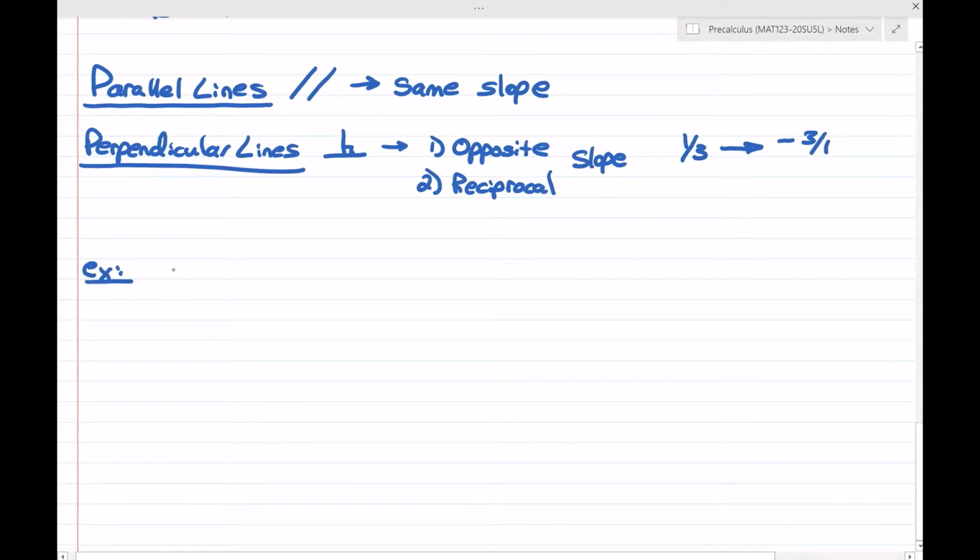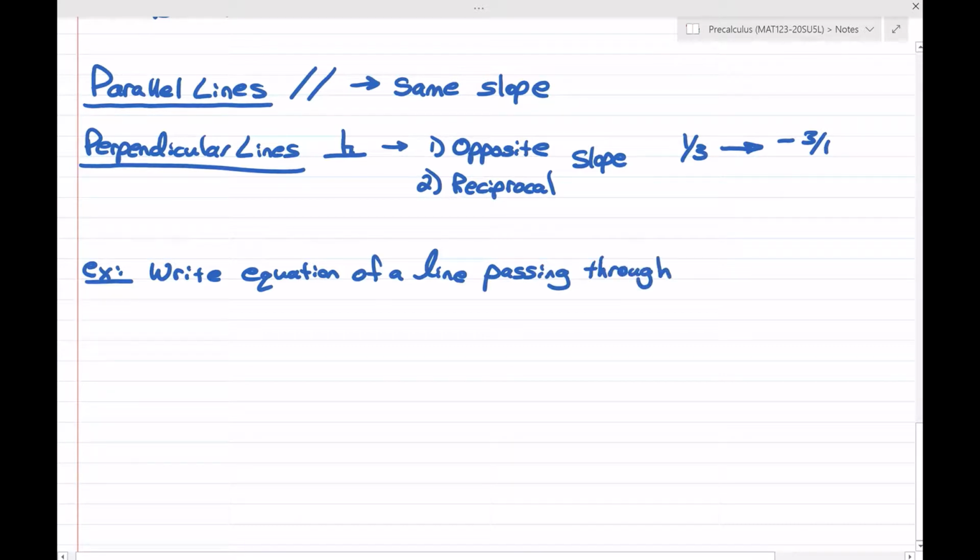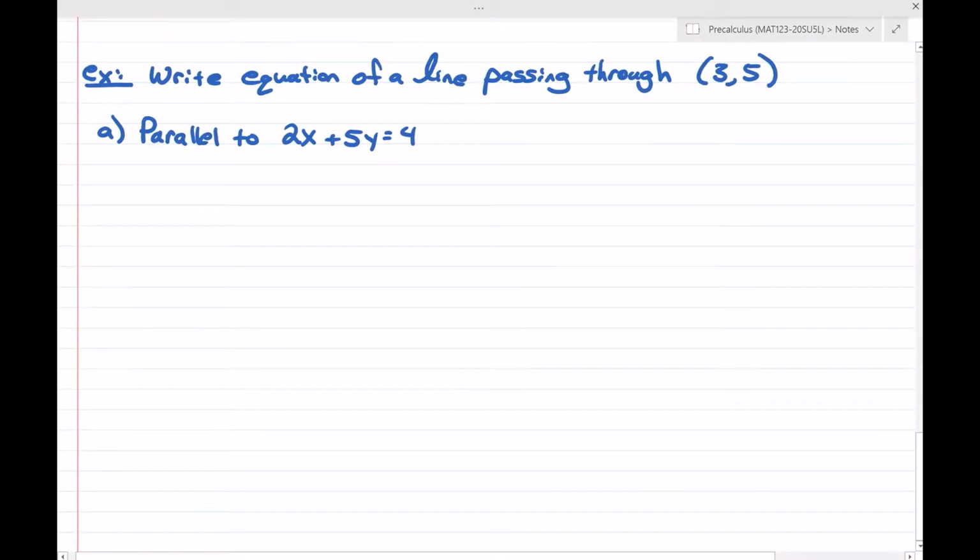Let's say we're going to write the equation of a line passing through (3, 5), and we'll do two parts. Part A is it's going to be parallel to the line 2x plus 5y equals 4. And then part B, it's going to be perpendicular to the same line. So we'll do it one step at a time.